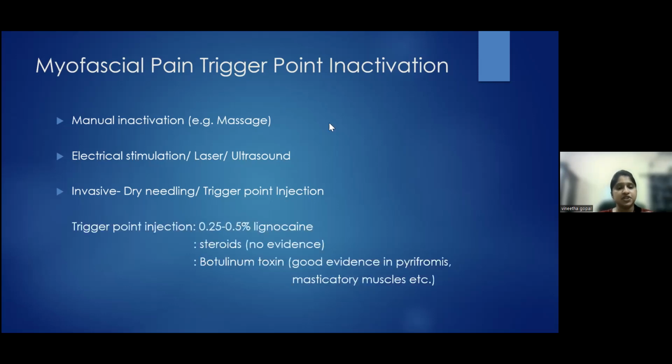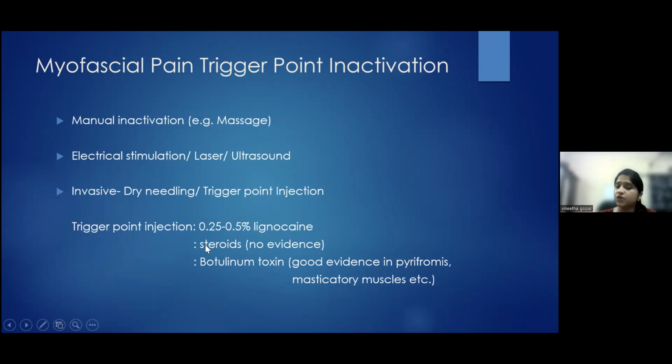With trigger point injection, there is always a doubt about what to inject and what concentration to inject. There are many pain physicians who inject 2% lignocaine, 1% lignocaine, but that is not needed. It can actually harm the muscle, because if you look at the literature, higher concentration of lignocaine can have what? Myotoxic effects. So you need to use just 0.25 to 0.5%. What I do is take 3 ml of 2% lignocaine and dilute it to 10 ml. That is roughly around 0.5% lignocaine.